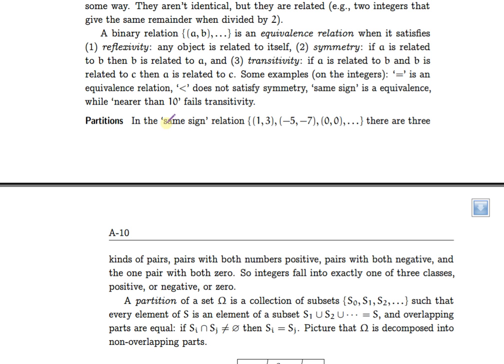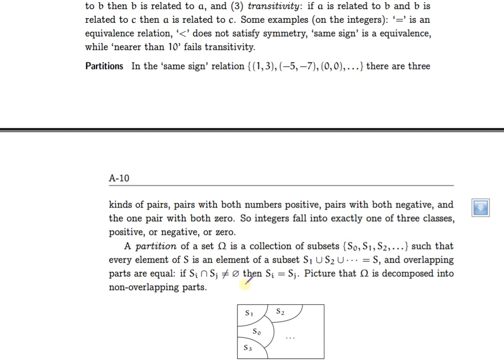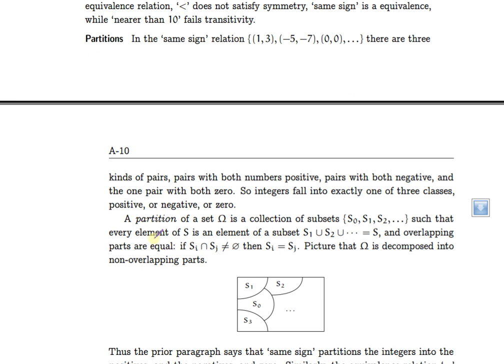Now, in this case, there are actually three types of pairs. We have the pairs where both numbers are positive, the pairs where both numbers are negative, and one pair where both are 0. So integers fall into exactly one of three classes, positive or negative or 0. Okay? So what we're saying is that integers can be divided up into three disjoint sets. This is called a partition.